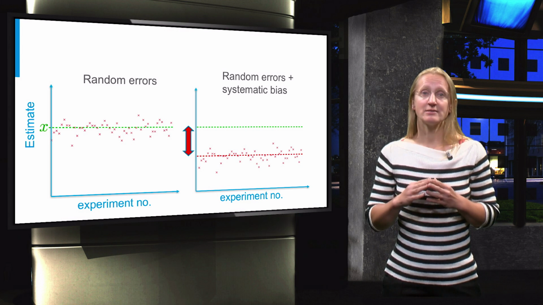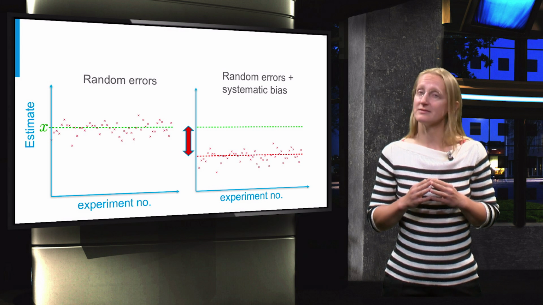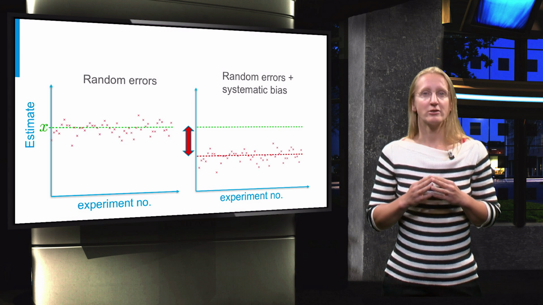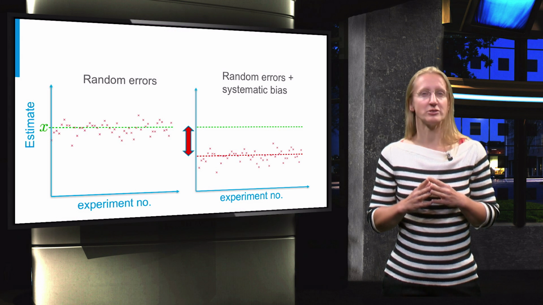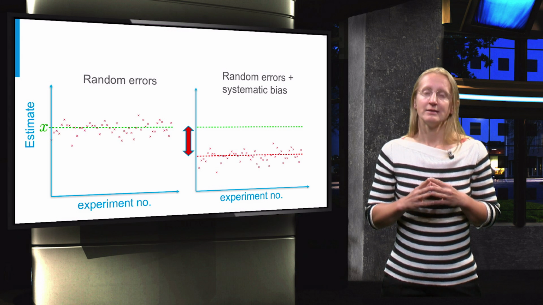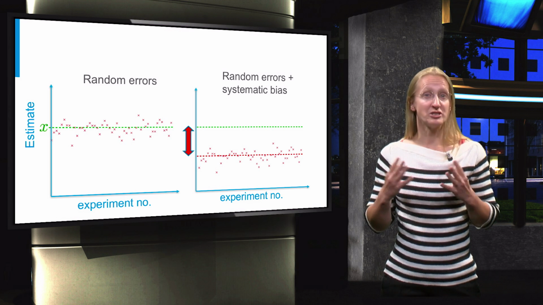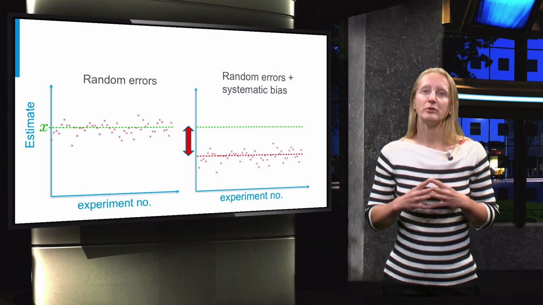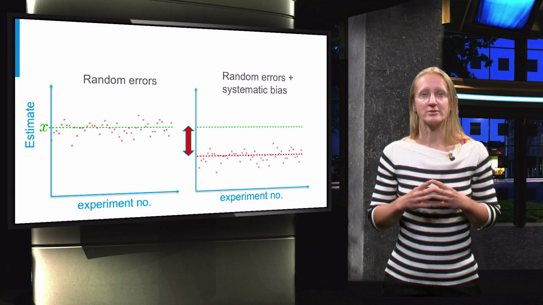In the latter case, the mean of the estimates, as indicated by the red line, is not equal to x, and the corresponding offset is equal to the estimation error due to the systematic bias in the observations. This shows that systematic biases will not influence the precision of the estimator, but only the accuracy. The same applies for outliers.